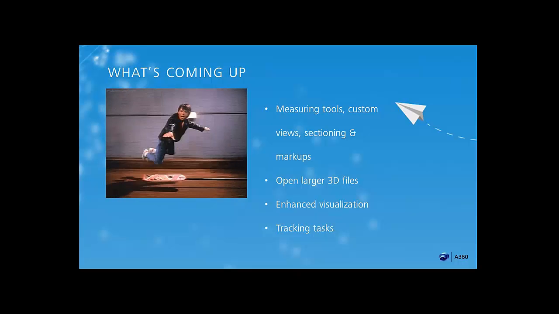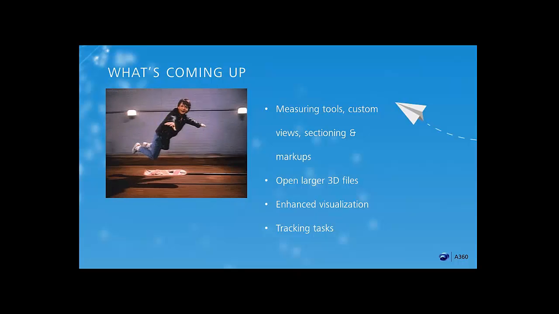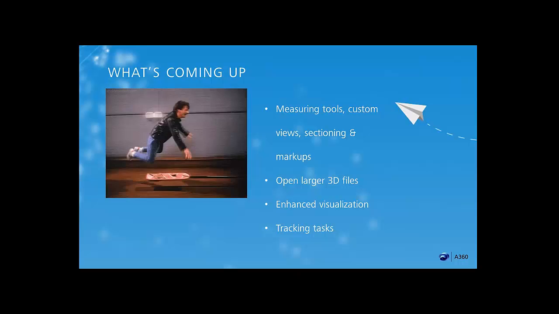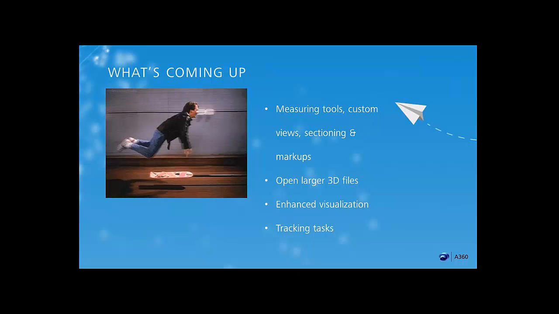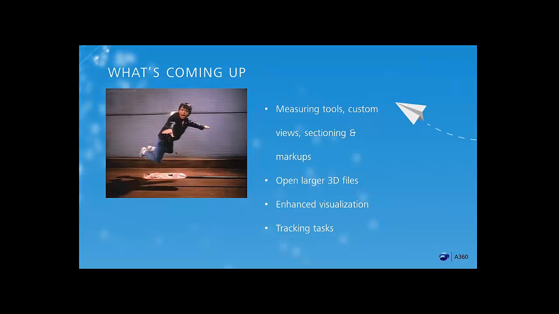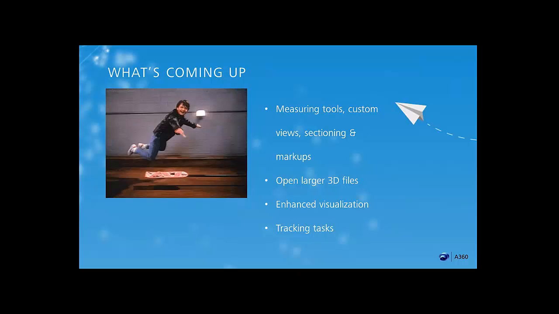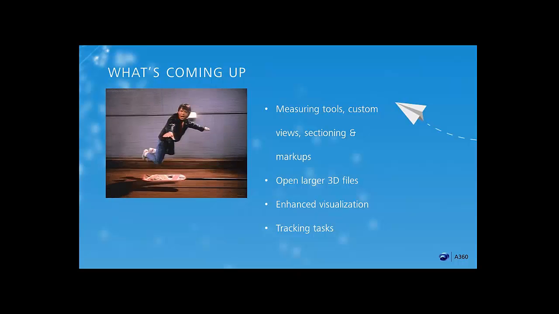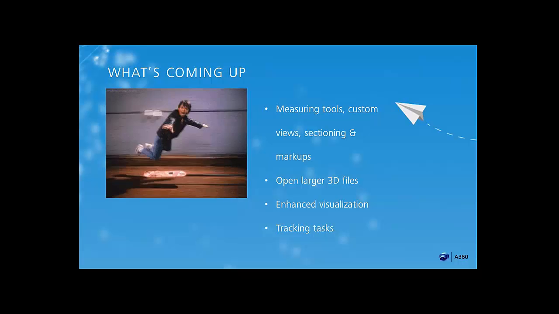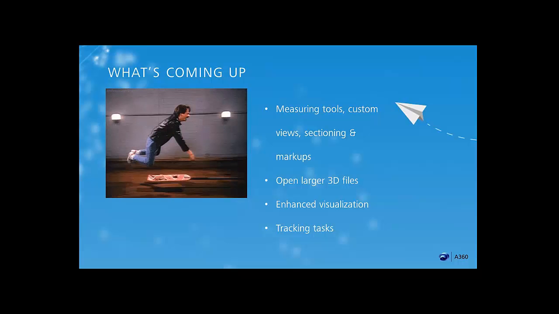But, you know, the product team has been working very, very hard on improving the sharing, viewing, and collaboration capabilities on mobile. And with that, we've listened to your feedback that you've consistently been giving us on the forums and to the app. So what's coming up in the next few versions would be improvements on the measuring tools, as well as the ability to enable custom views, sectioning on your models, and an improved markup experience.